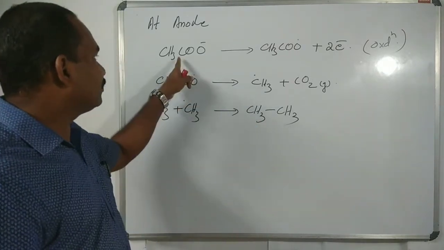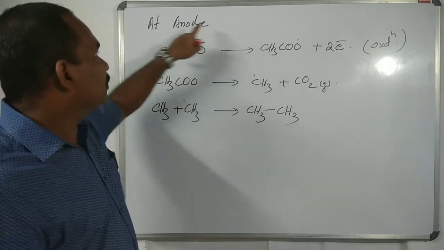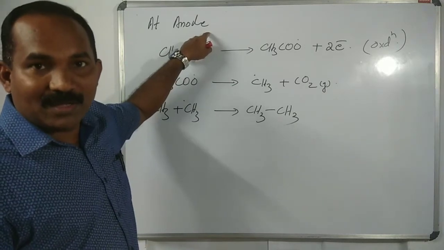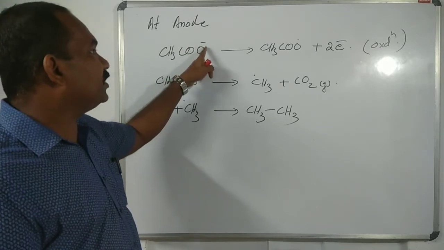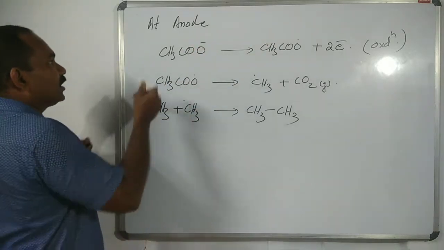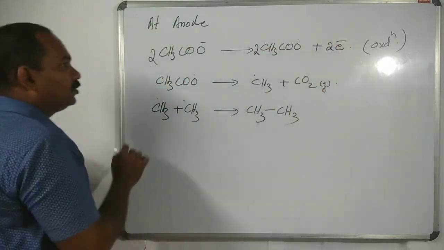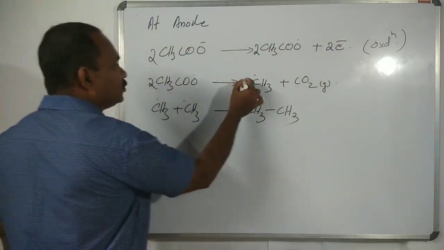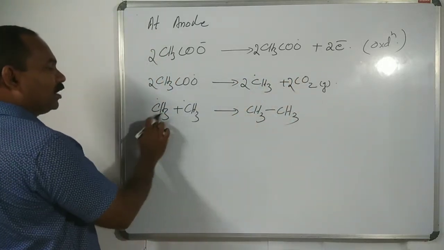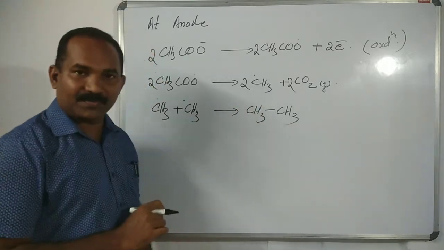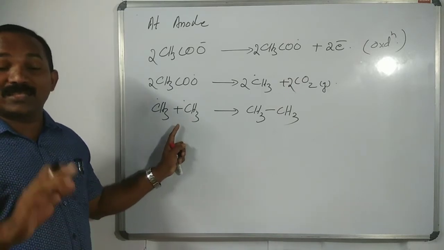This is the mechanism. First of all, CH3COO minus during electrolysis. The reaction takes place at the anode. At the anode, oxidation takes place. Oxidation means the removal of electrons. So here you take 2 moles, that's why you get 2 electrons. Then here 1 plus 1, 2, we get CH3. This is the reaction. So CH3 and CH3 gives CH3CH3.